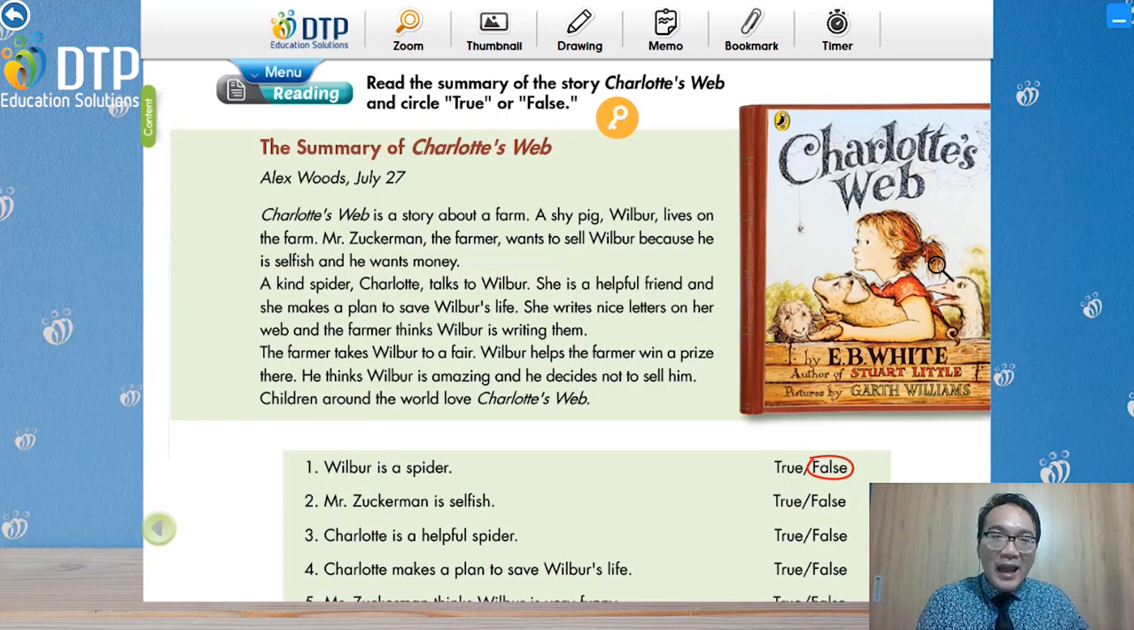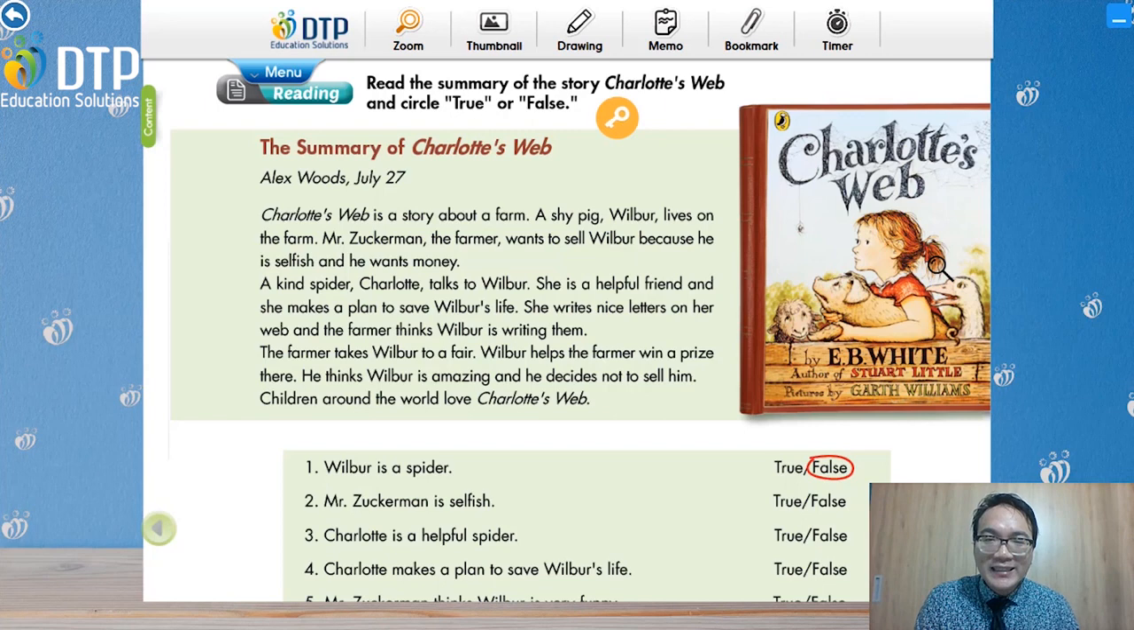Charlotte's Web. Alex Wood, July 27. Charlotte's Web is a story about a farm. A shy pig, Wilbur, lives on the farm. Mr. Zuckerman, the farmer, wants to sell Wilbur because he's selfish and he wants money. A kind spider, Charlotte, talks to Wilbur. She's a helpful friend and she makes a plan to save Wilbur's life. Wow.